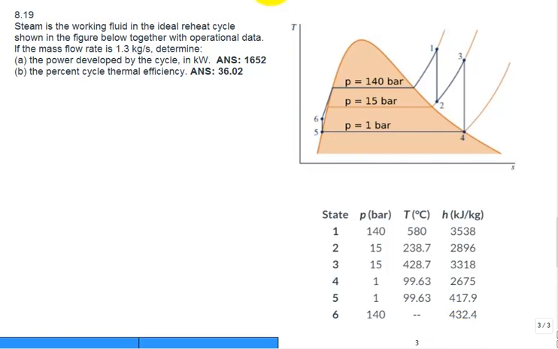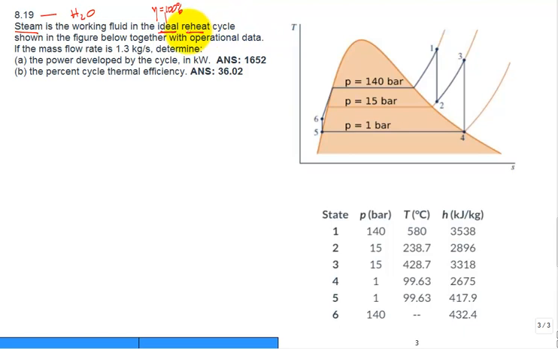Now let's solve this problem. So this is problem 8.19. We have steam. Steam is H2O, it's water, is the working fluid in an ideal reheat cycle shown in the figure. Okay, what does ideal mean in this context? Well, typically that means any pump or turbine efficiency is 100%. Isentropic efficiency of a turbine or a pump is 100%.